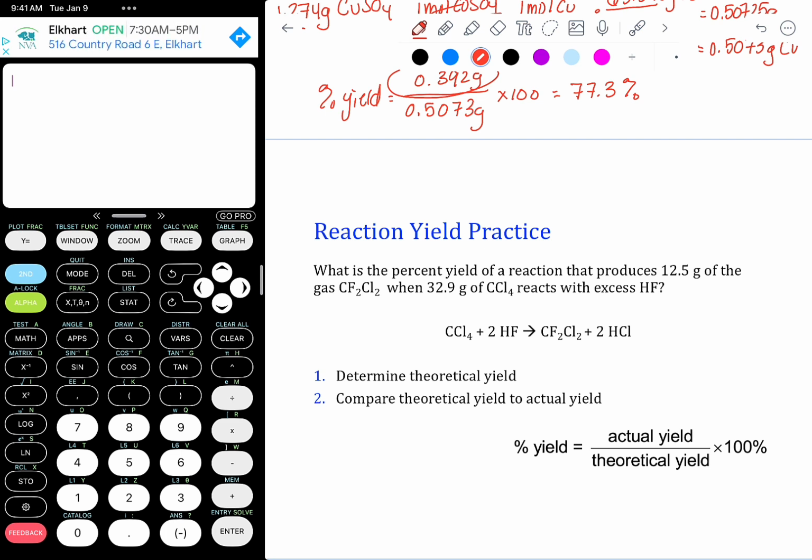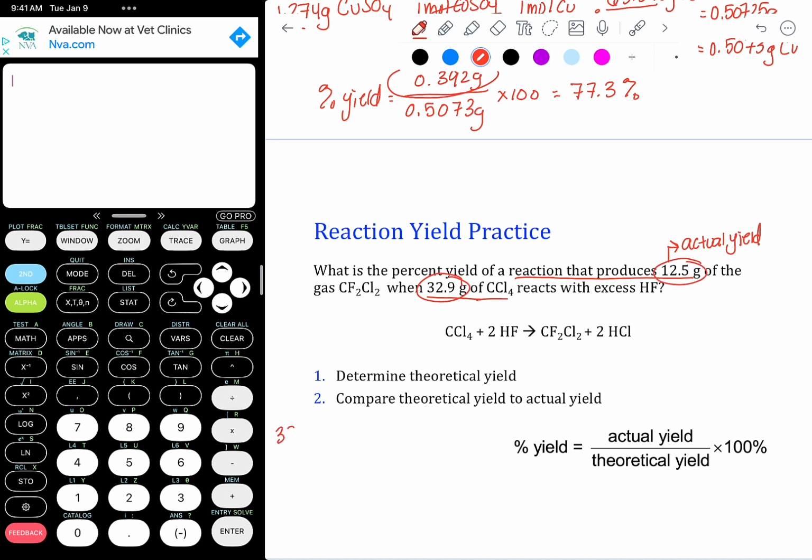Okay, so we're going to do a very similar setup to what we did in our previous problem. First we want to identify what is our actual yield versus what we're going to start our problem with. So the reaction produced 12.5 grams. Because it produced 12.5 grams, that's our actual yield. And we started the reaction with 32.9 grams of carbon tetrachloride. So here's what we're starting with, and then here's what we're going to be comparing to.